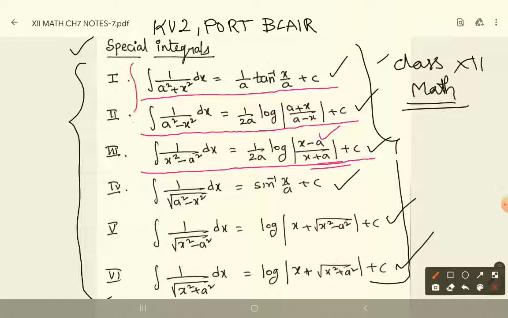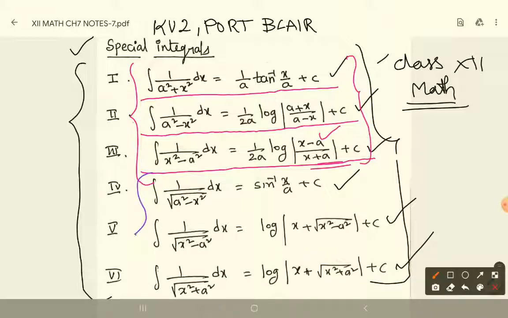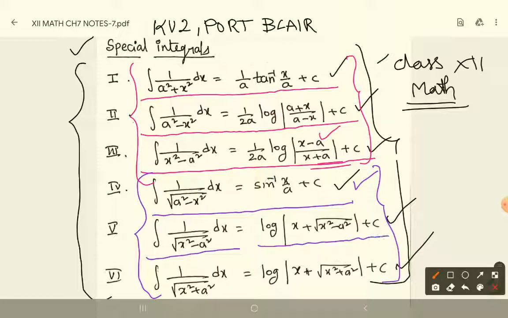So these are the cases where the denominator is a quadratic expression with no square root. If the denominator is a quadratic expression with a square root, these three formulas we will get. 1 by root over a square minus x square is sin inverse x by a, whereas integration of 1 by root over x square minus a square is log modulus x plus root over x square minus a square. And 1 by root over x square plus a square is log modulus x plus root over x square plus a square plus c.